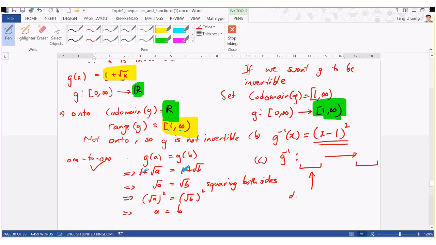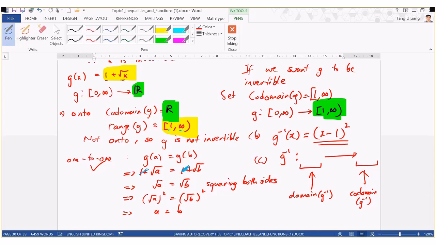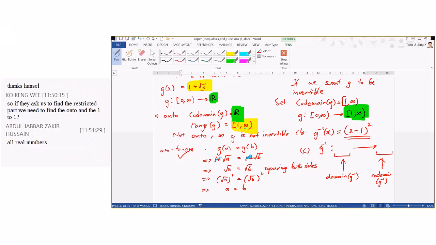In fact, okay, everyone, listen carefully. The domain of G inverse must be 1 to infinity. It must be 1 to infinity. Domain of G inverse must be 1 to infinity.